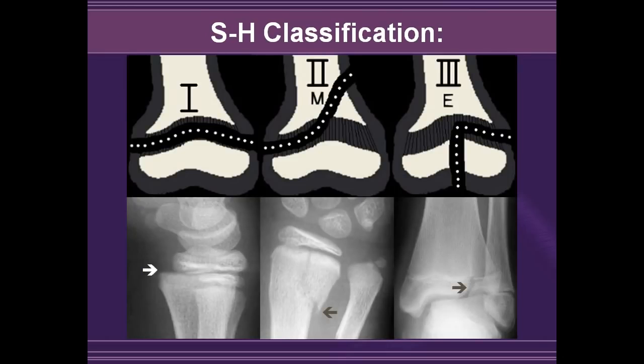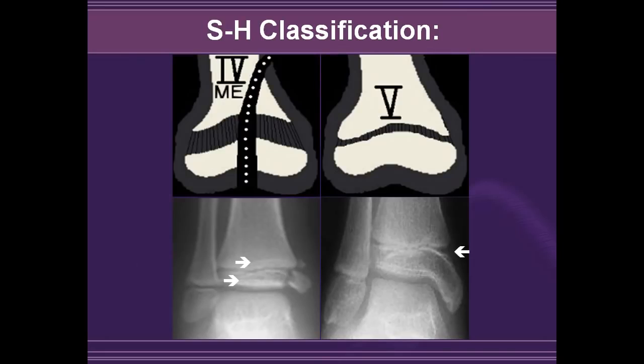So one mnemonic that I use is ME. So children sometimes think about themselves and they want everything for them. So type 1 is, you just have to remember that it's a widening. Type 2 is the first M, so that's through the metaphysis. Type 3 is through the epiphysis, that's the E. The second ME is type 4, which is both through the metaphysis and the epiphysis. And type 5 is the opposite of type 1.